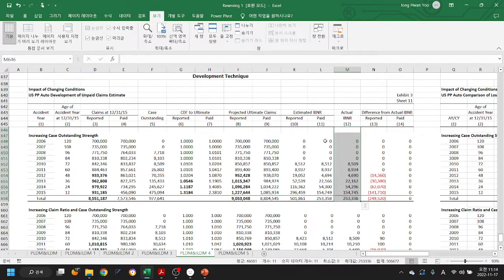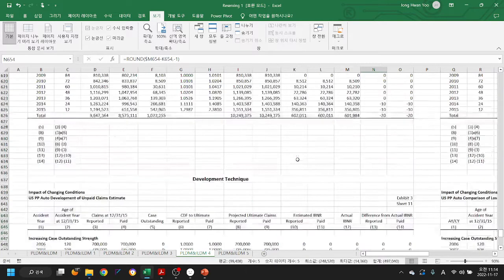So PLDM shows exactly the same one, right? But because we increase the case outstanding amount for only the specific accident years, on a different calendar year base, it produces different results. And this is it. It looks like a very significant figure.